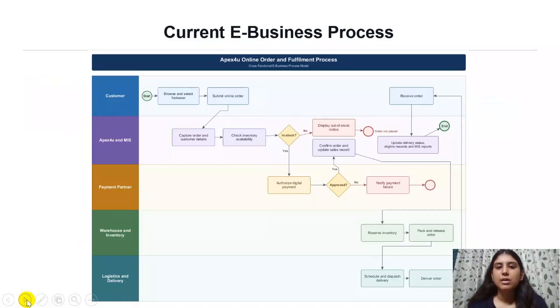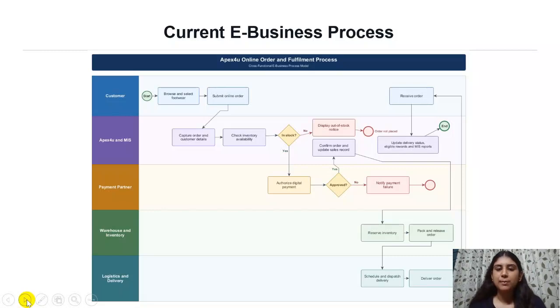Now let's look at the current process. Conceptually, an online order moves through several stages. A consumer selects a product and places an order. The system then needs to validate inventory, authorize payment, reserve the product, dispatch it, and coordinate delivery. Finally, the transaction needs to be reflected in reporting and management information.